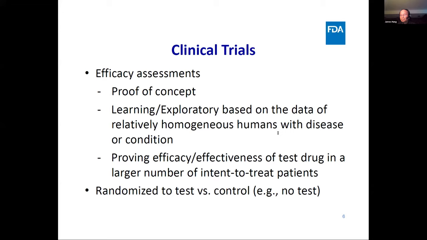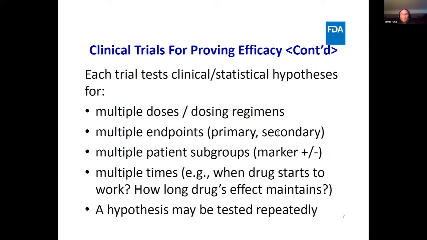In randomized clinical trials, patients are randomized to receive either a test drug or a control for comparison. Each clinical trial tests multiple clinical statistical hypotheses for multiple doses or dosing regimens, and multiple endpoints. Commonly, there is only one primary and multiple secondaries, and multiple patient subgroups, some of which may be targeted. For instance, the biomarker positive group may be the focus of the trial.